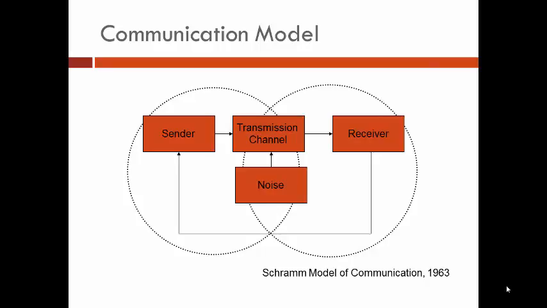Like the Shannon-Weaver model, Schramm's model includes the sender or encoder, the decoder or the receiver, a message, the transmission, the feedback loop, and noise, but it also adds two circles, one that encircles the sender and the information source, and one that encircles the decoder and the destination. These circles represent the frames of reference for the encoder and decoder.